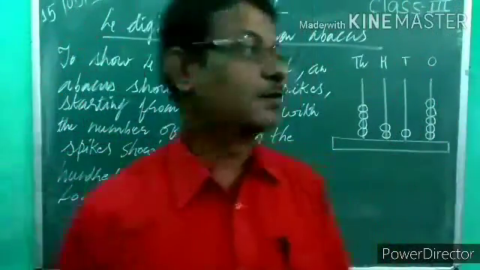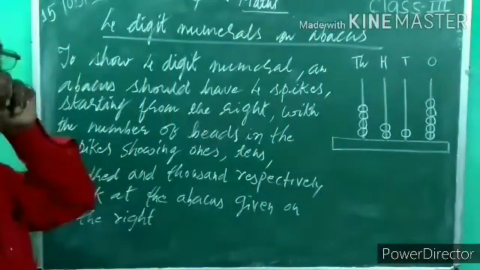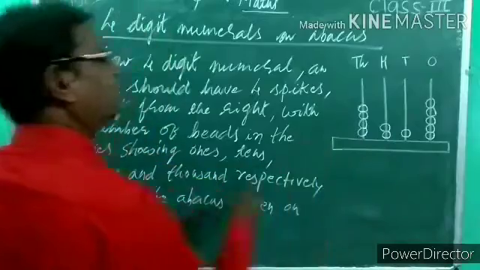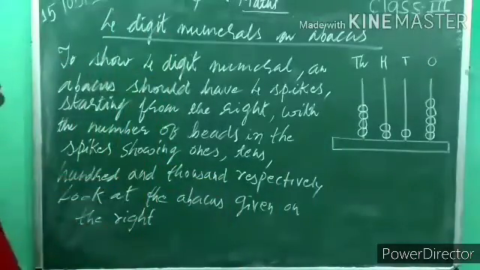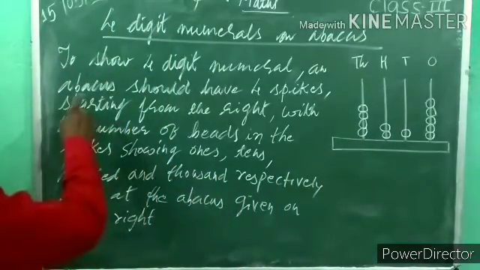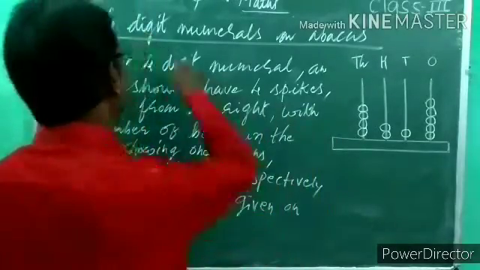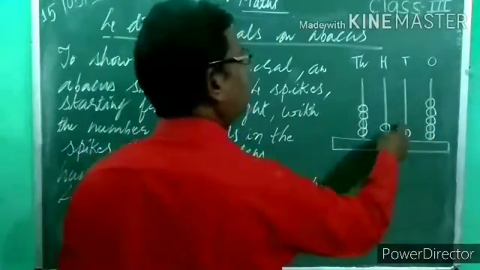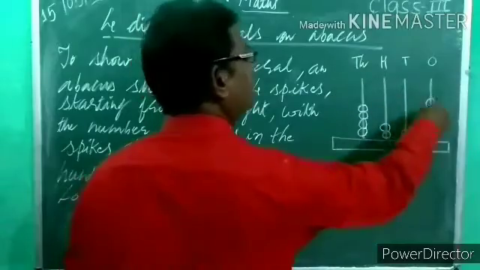Good morning, students. Today we will study 4-digit numerals on an abacus. An abacus means a diagram like this. To show a 4-digit numeral on an abacus, we should have 4 spikes. This is a 4-digit number, so at least 4 spikes. These are called spikes.